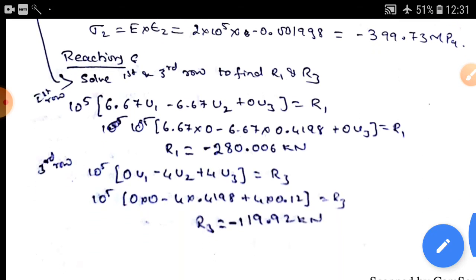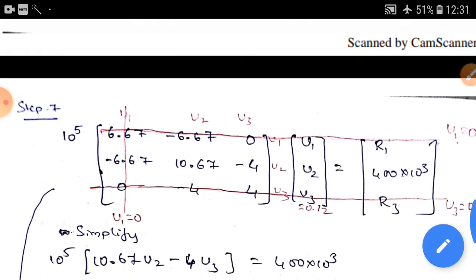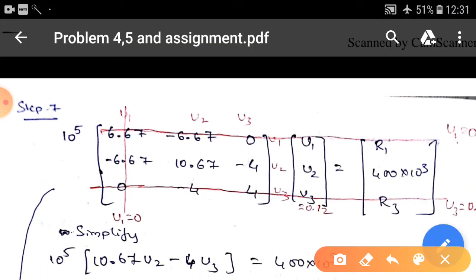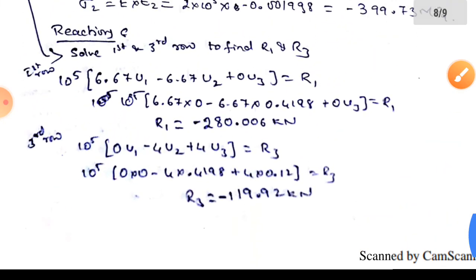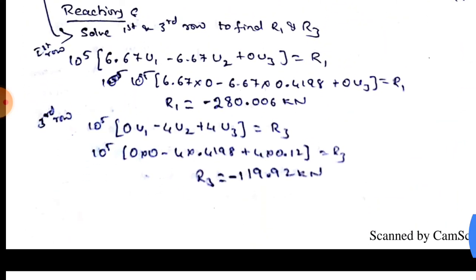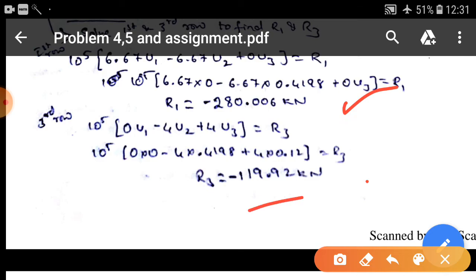Now calculate the reactions. Use step 7. Solve the first row to get R1, and solve the third row, you will get R3. If you simplify here, R1 is minus 280 and R3 is minus 119. Minus 280 minus 119 becomes minus 399.92. Again, the reactions generated are equal to the load applied, so our results are correct. The results are approximate.